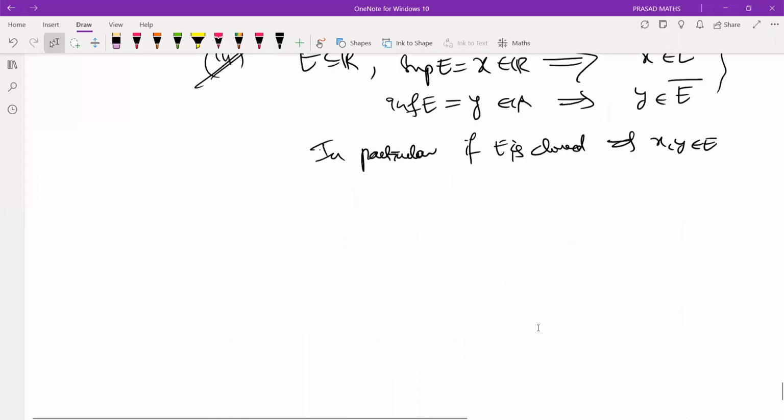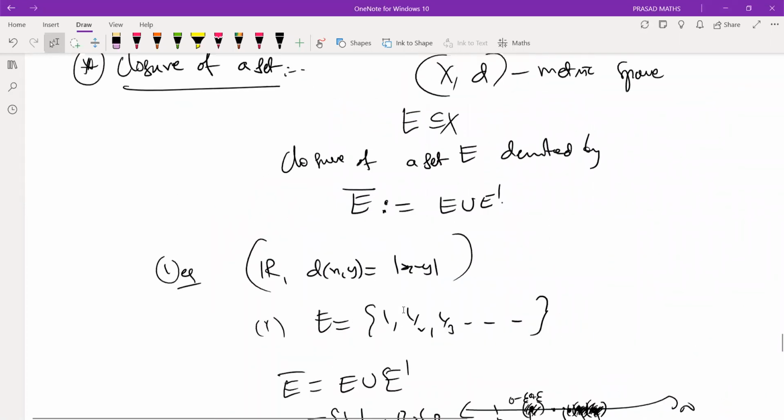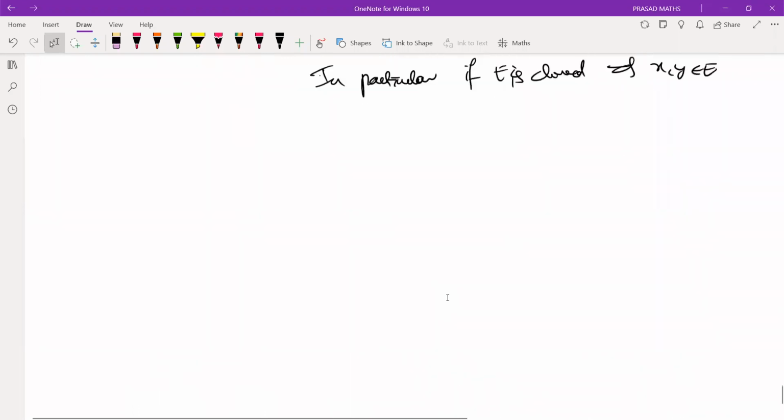Properties of closed sets. Next is dense set.